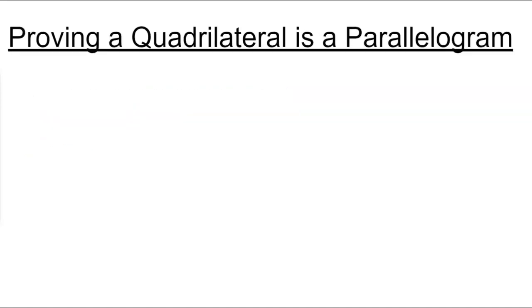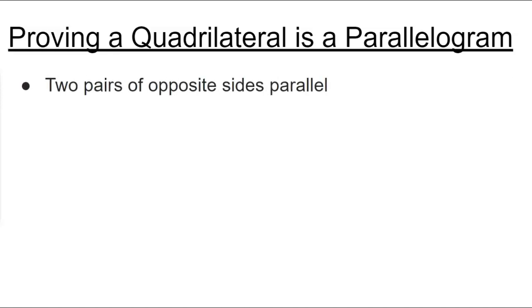So, proving that a quadrilateral is a parallelogram. If we can prove that the opposite sides are parallel, that is the definition of a parallelogram. So if I can show that the two pairs of opposite sides are in fact parallel to one another, that meets the requirements to be a parallelogram. Sometimes though, we don't know anything about the sides being parallel, and we still want to be able to show that something is a parallelogram.